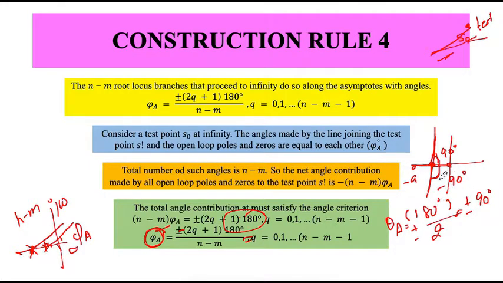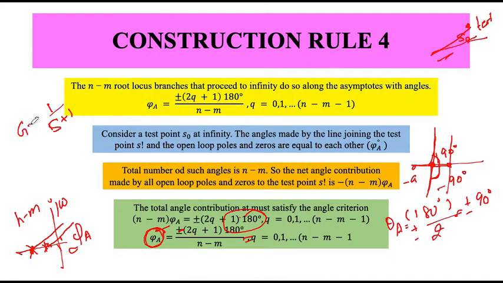They do so along asymptotes with an angle depending on the numbers m and n. If there are more poles, the angle will change accordingly. If there is only one, say for example I take 1 by s plus 1, so this is g.